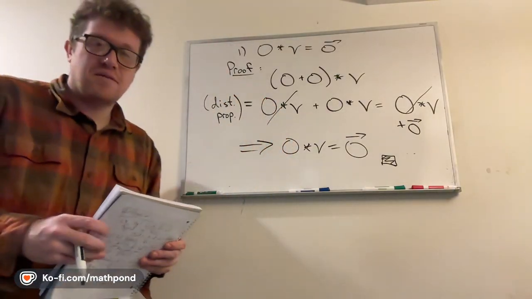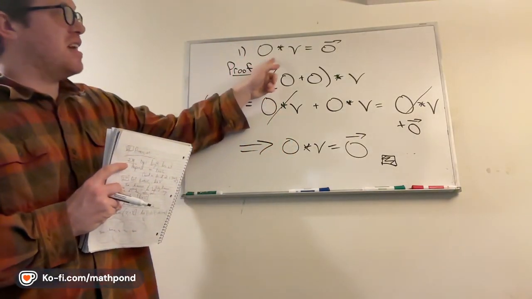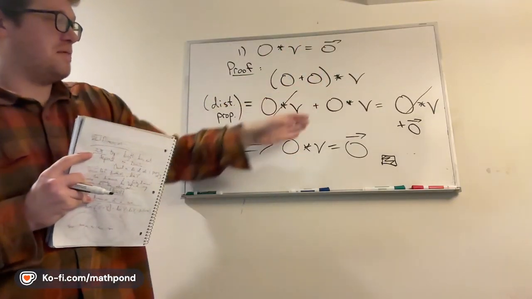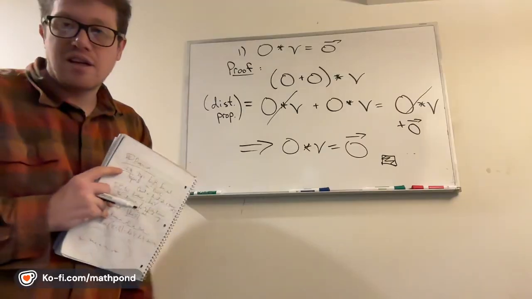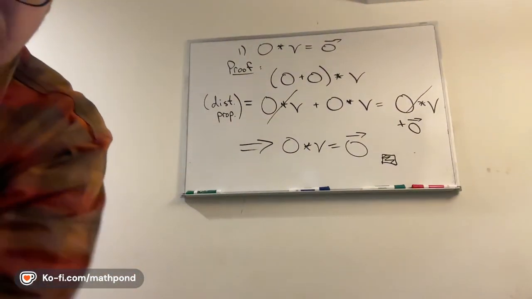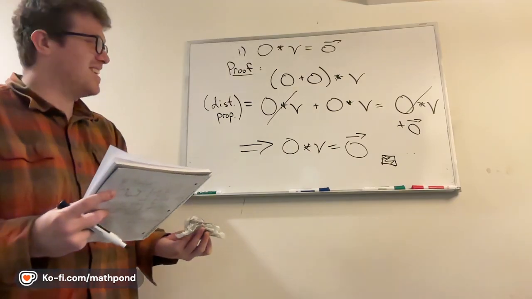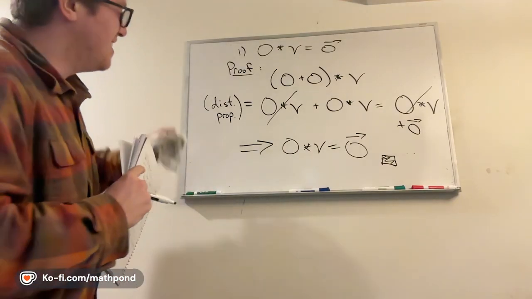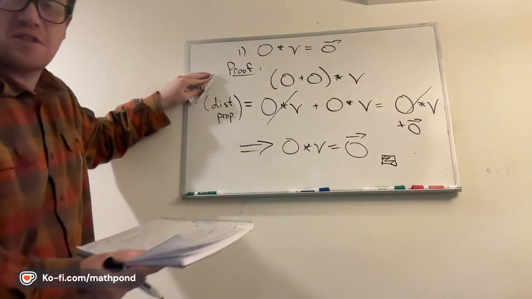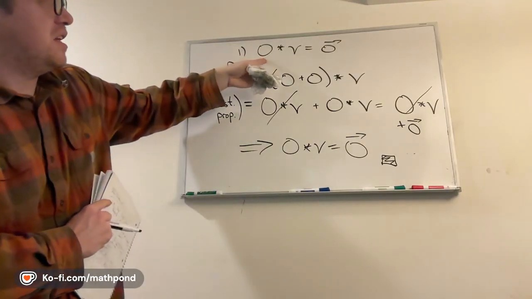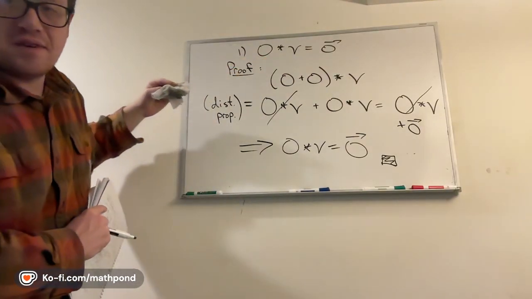Okay, so that's the first statement. We showed that if you scale any vector by 0, you get the zero vector. Use distributive property, left cancellation, get the 0 vector. Yeah, so this was the first part if you're just getting here. This was the first proof. So we showed 0 times any vector is the 0 vector.